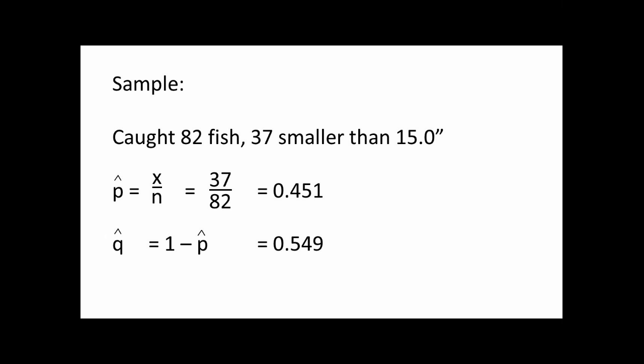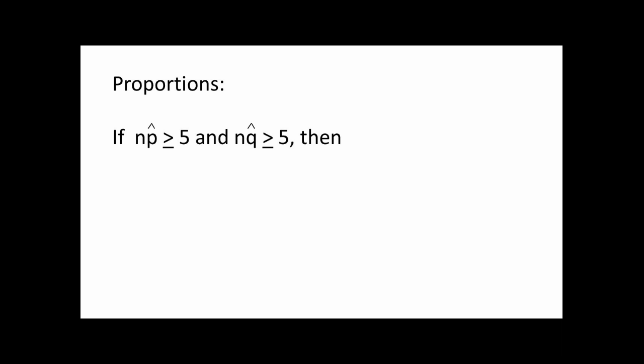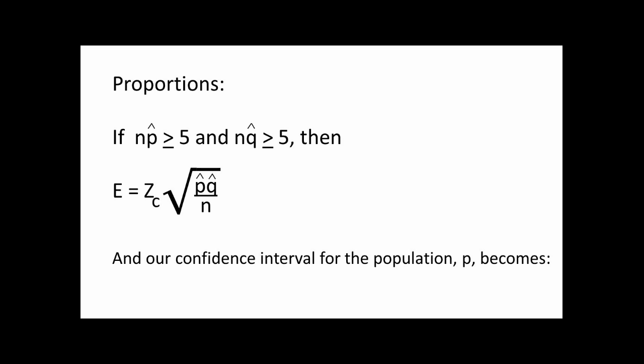If p hat times n and q hat times n are both greater than or equal to 5, then we can find the margin of error for a population proportion by the formula E equals Zc times the square root of p hat times q hat over n. Once you have your E, your interval becomes p hat minus E to p hat plus E.